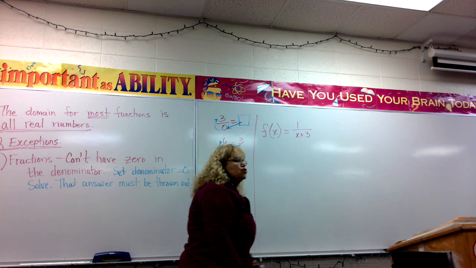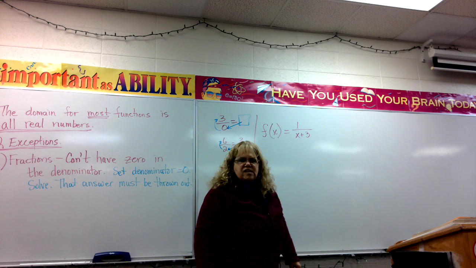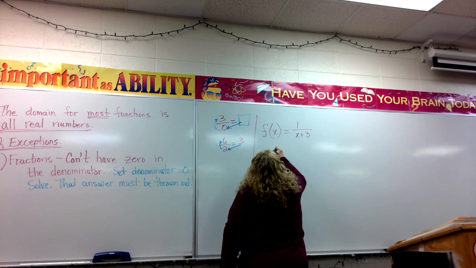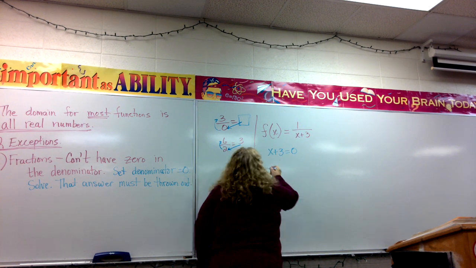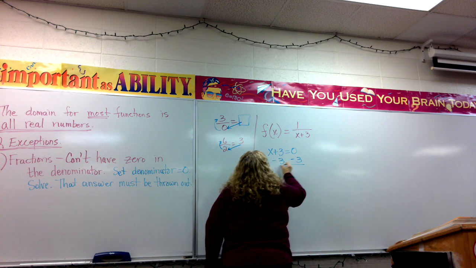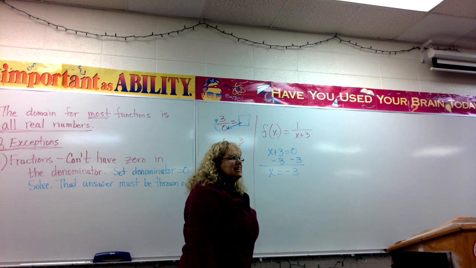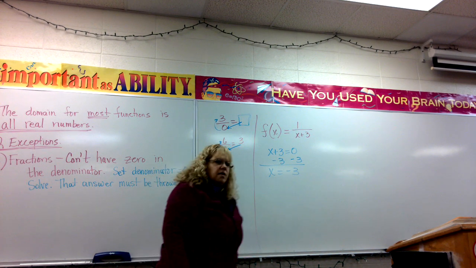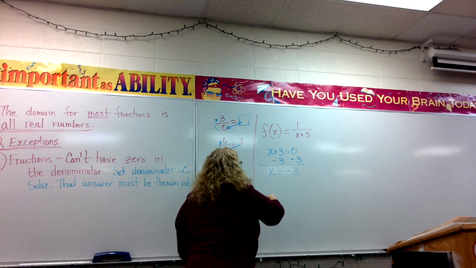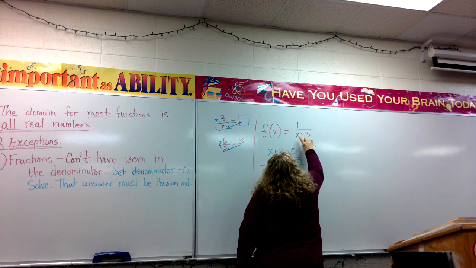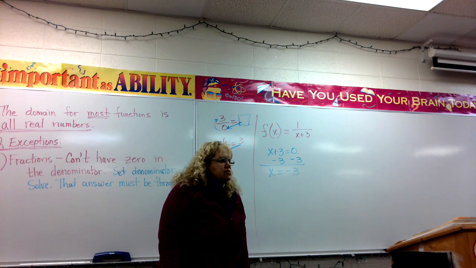So in general, and I know you probably could figure that out in your head, but there's probably going to be somewhere you can't figure it out in your head. You set the denominator equal to 0 and you solve it. So what do you get? That's the thing that's not allowed. That is the value that's not allowed. Because if I put x is -3, -3 plus 3 is 0. That's not allowed.